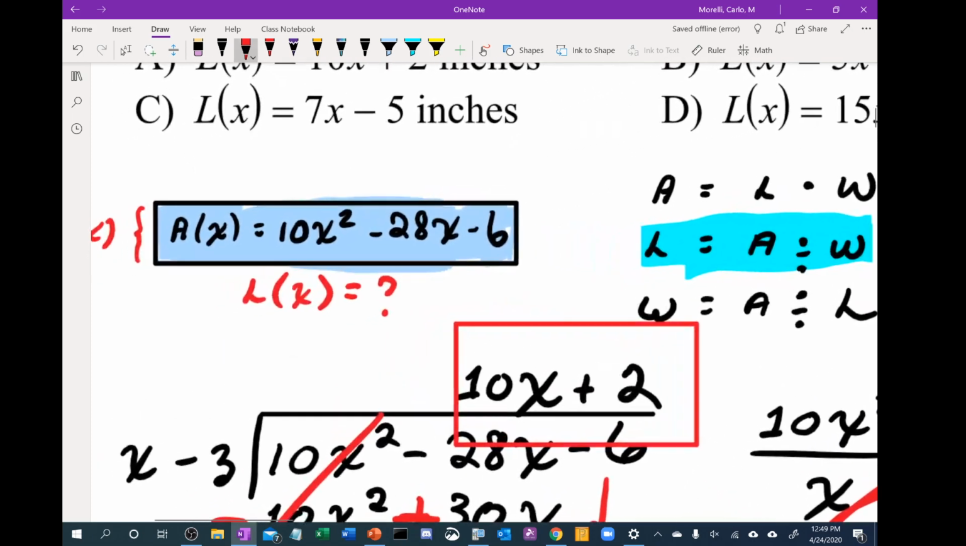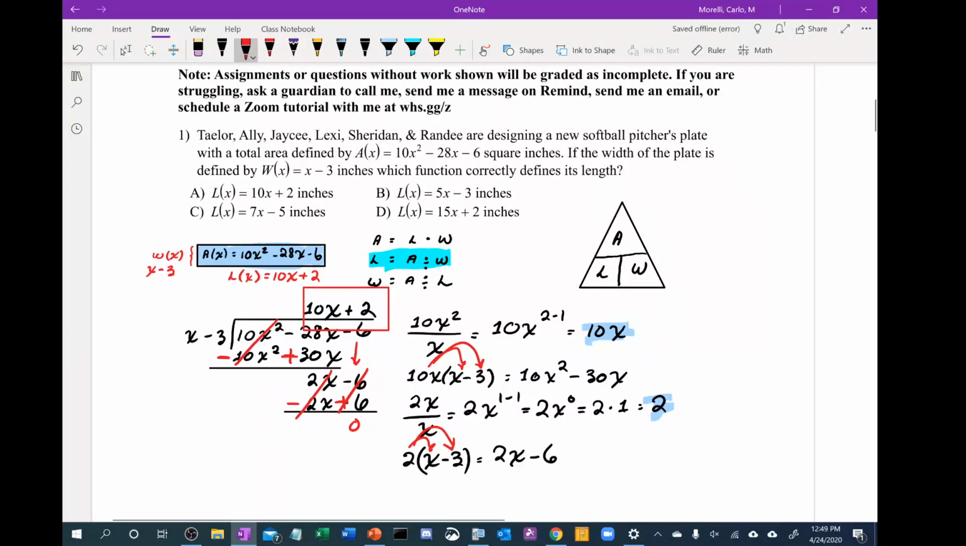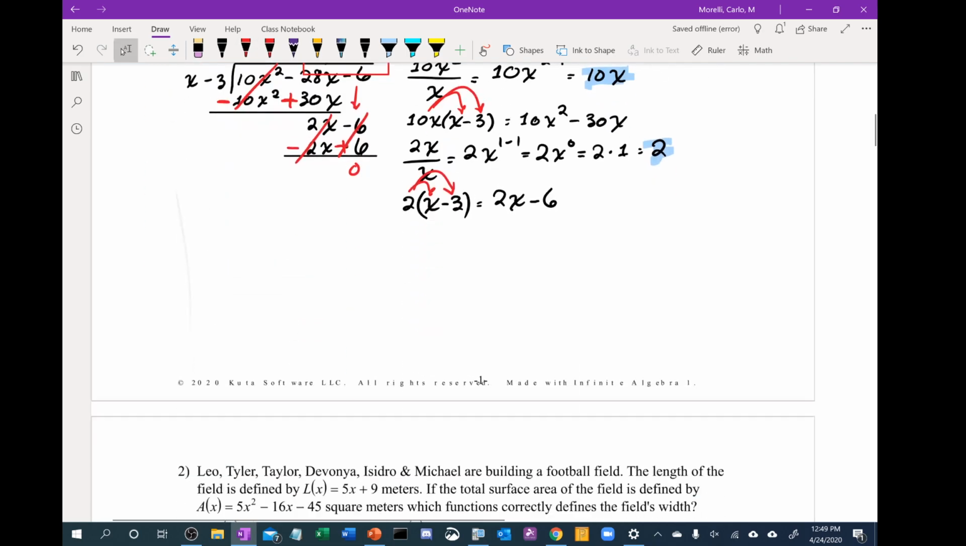So zooming in now, we have found our missing term. So that L of x equals 10x plus 2. And the answer choice that corresponds to that is A, 10x plus 2. Moving on.